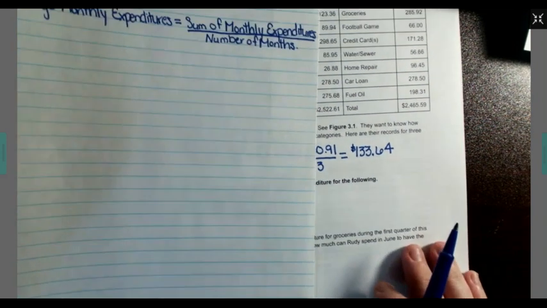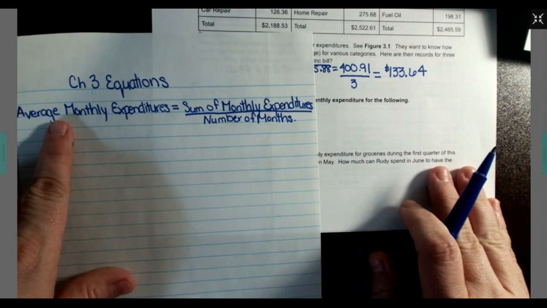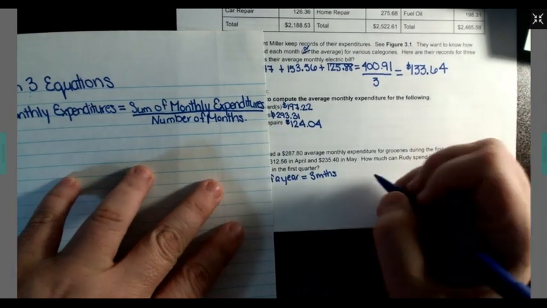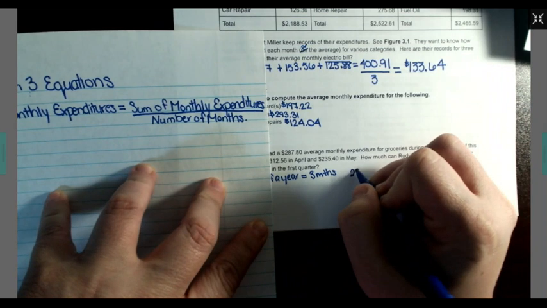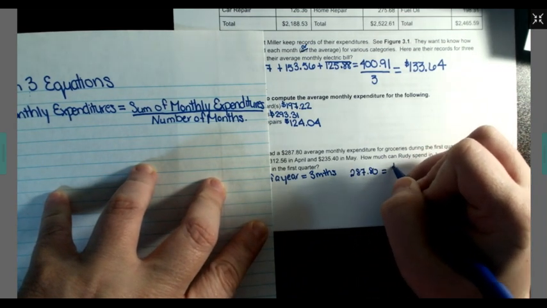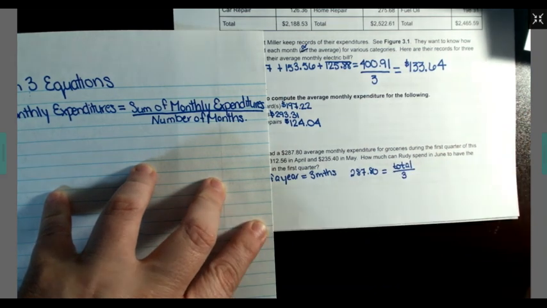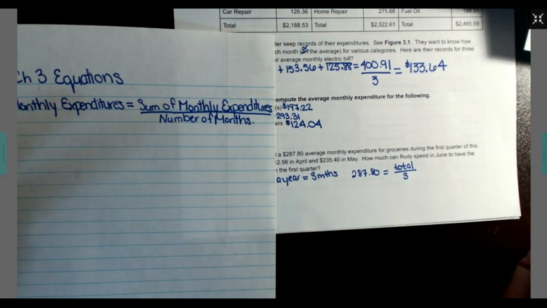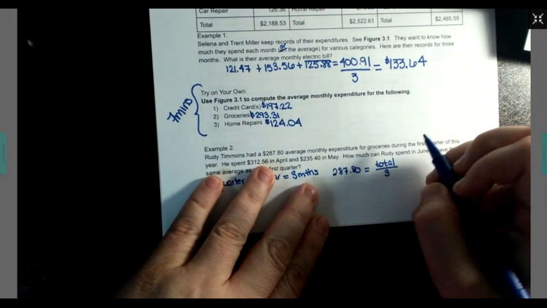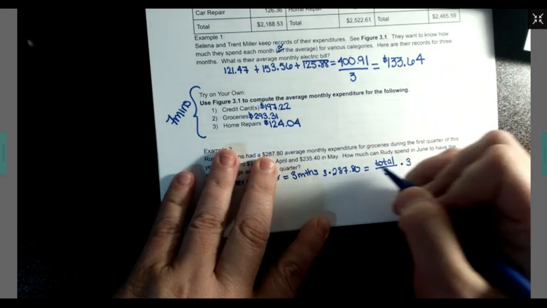So I'm going to take this information and my equation. I'm given my average monthly expenditures. That's that 287.80. So 287.80 is equal to some total divided by 3 months. Well, how do I find out how much that total was? We're going to take 3 and multiply it to both sides of our equation.